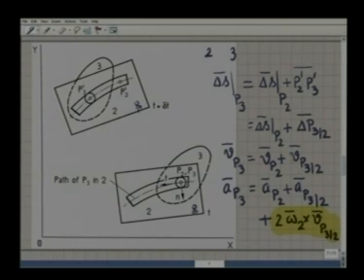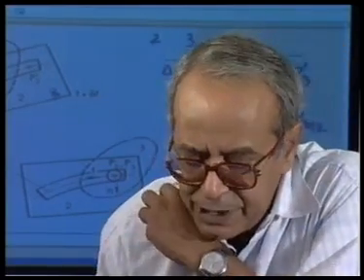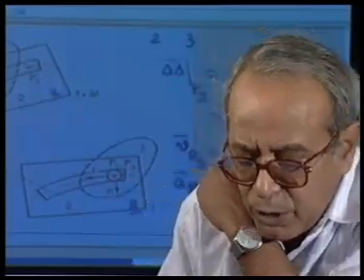Now, this Vp32 and Ap32 are nothing but the velocity and acceleration of the point P3 as measured by an observer who is sitting or attached to body 2. Now, velocity of the point P3 as seen by this observer on body 2 is always tangent to the path. If the path is known, then Vp32 is tangent to the path. But Ap32 has two components, one tangent to the path and the other normal to the path.